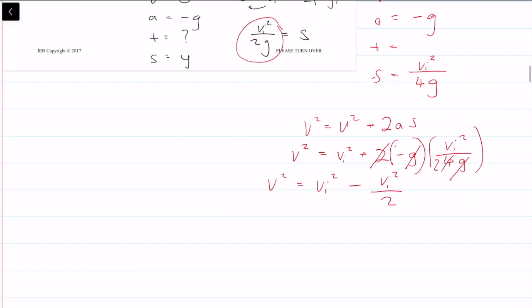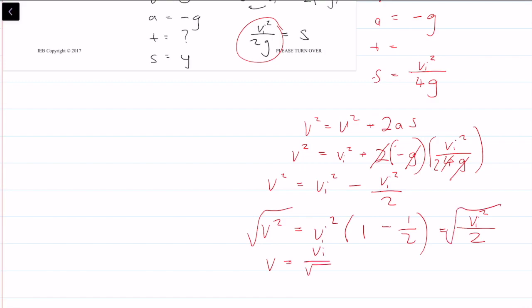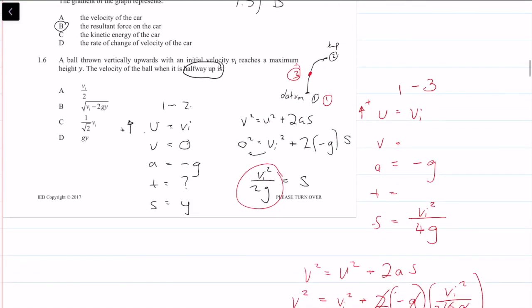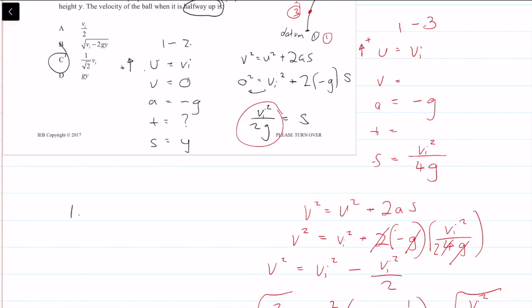So I can pull out a vi squared: vi squared times 1 minus a half. 1 minus a half is a half, so v squared is basically vi squared over 2. Then I square root both sides, and v is equal to vi over the square root of 2. So we're looking for that option, and that would be option C. So question 1.6, the answer is C.